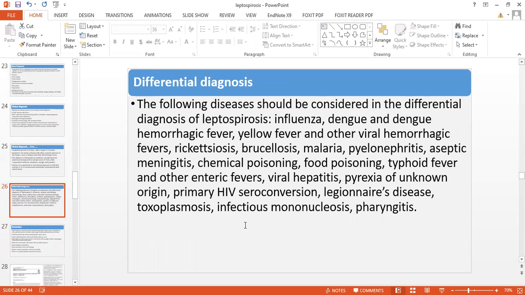Differential diagnosis is a wide spectrum of diseases which leptospirosis can mimic, and you have to consider the following diseases while diagnosing leptospirosis: influenza, dengue hemorrhagic fever, yellow fever, other hemorrhagic fevers, rickettsiosis, brucellosis, malaria, pyelonephritis, aseptic meningitis, chemical poisoning, food poisoning, typhoid fever, enteric fever, viral hepatitis, pyrexia of unknown origin, primary HIV seroconversion, Legionnaires' disease, toxoplasmosis, infectious mononucleosis, or pharyngitis.